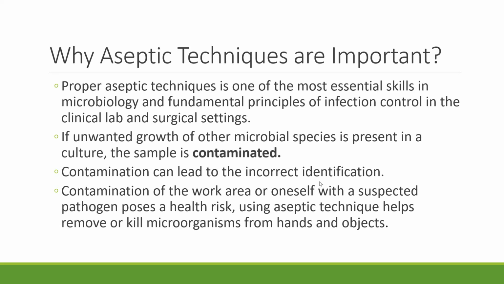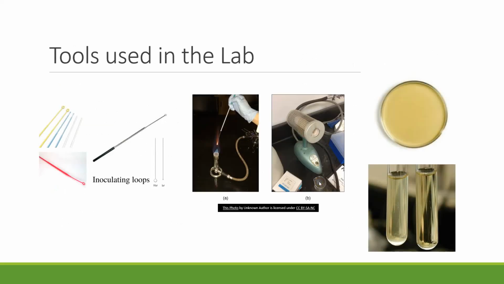Contamination can also occur not only in our sample, but of our work area or your person. So learning aseptic techniques will help prevent passing pathogens off, and that will then lessen the potential for a health risk. So using those aseptic techniques in lab will help you to learn how to remove or kill microbes from your person, like on your hands or the objects, so that when you're leaving that lab setting, you're not taking these unwanted things with you. So when we talk about aseptic techniques, the labs that you're going to be doing, even in simulation, are going to be talking about inoculation loops, Bunsen burners, different kinds of media.